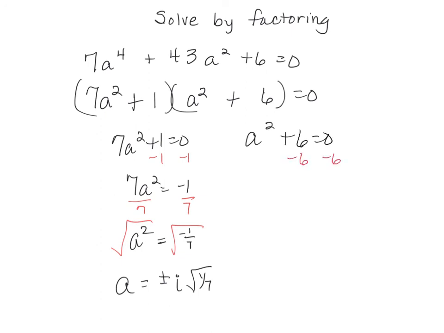Subtract 6 off both sides here. a squared equals negative 6. We're going to take the square root of both sides. a equals plus or minus i square root of 6.